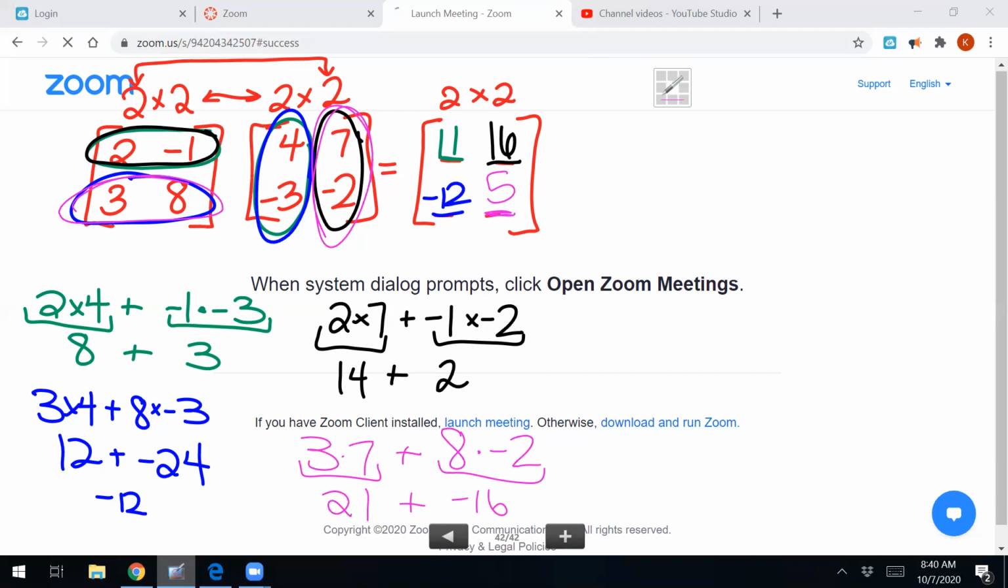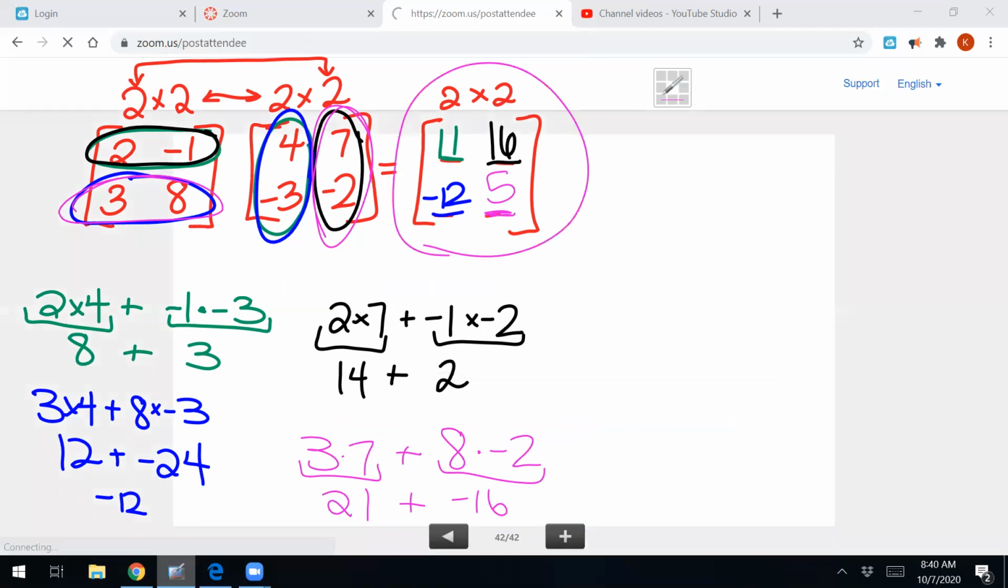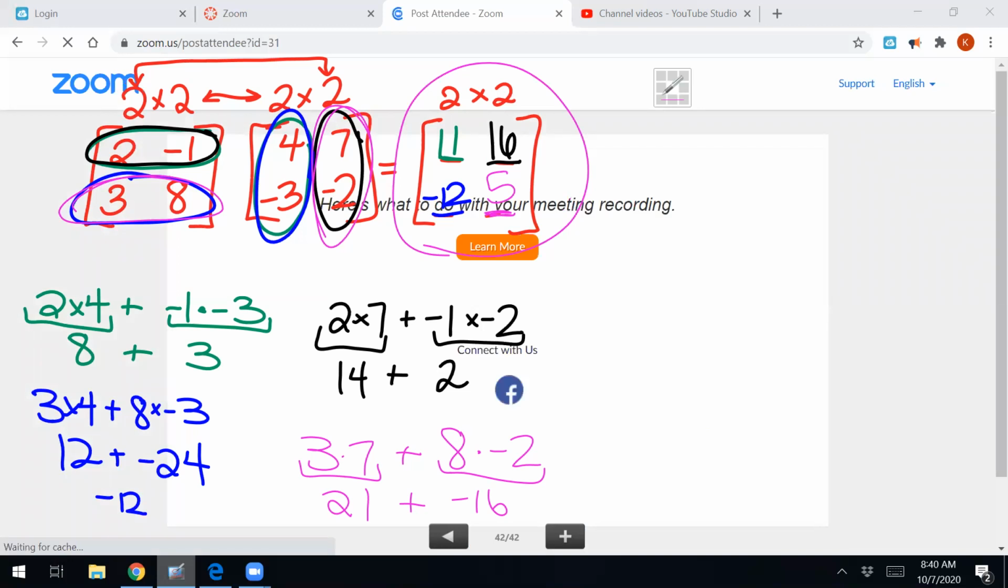Okay. All right. So that's just kind of a review for us going back over matrices. You will see those on your chapter test. So we can keep going over them again and again if we need to, to make sure you guys are understanding.